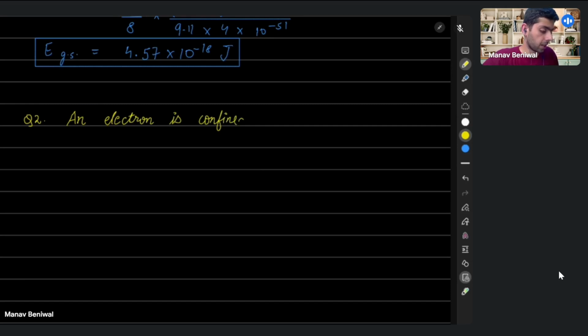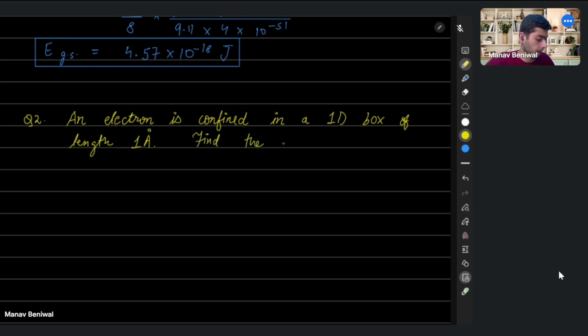And again it is confined, but this time it is confined in a one-dimensional box. Okay, and the length of the box is 1 angstrom.